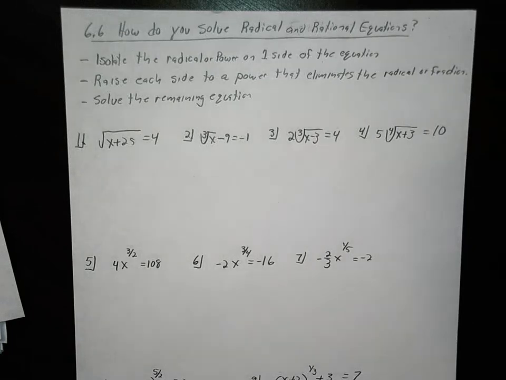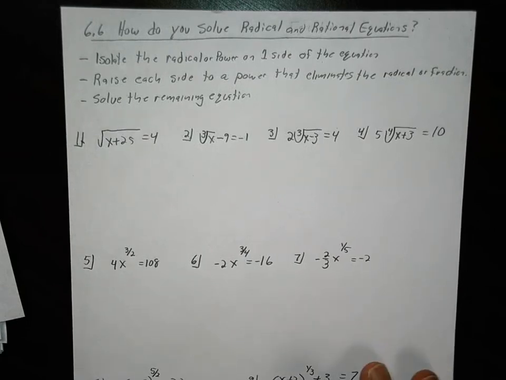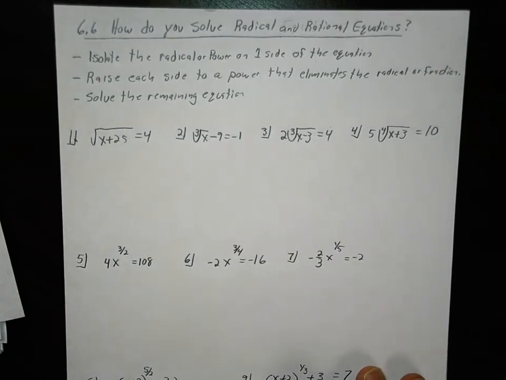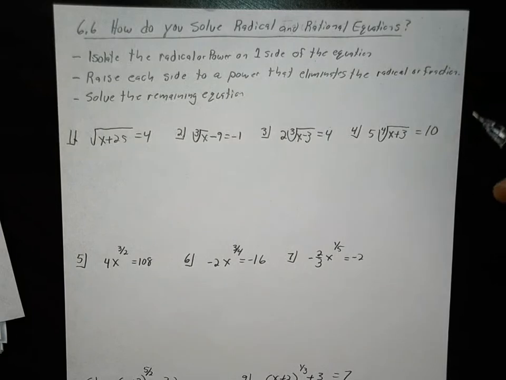Okay, we're going to do section 6.6. How do you solve radical and rational equations? There's going to be two videos to this section, so this is video 1. And we've got 3 steps to solve these equations.